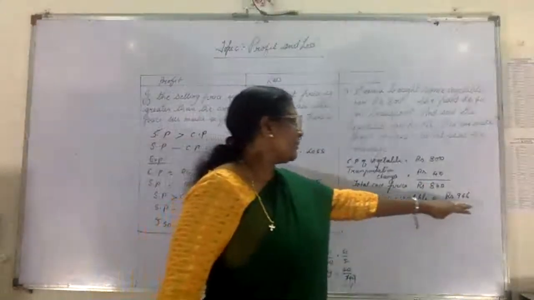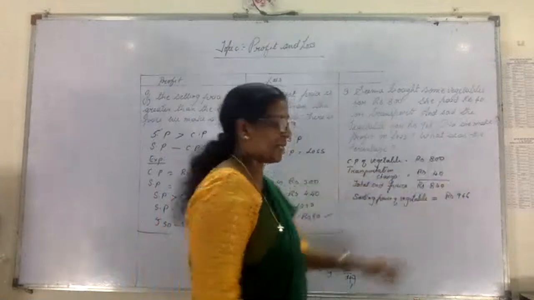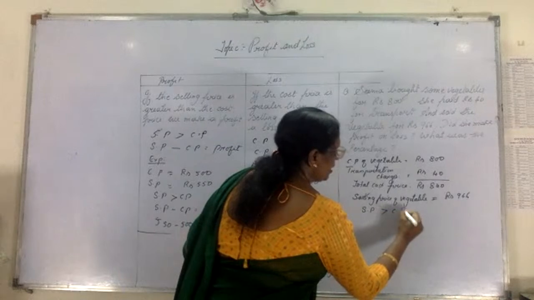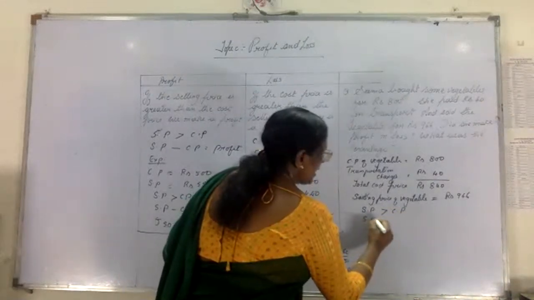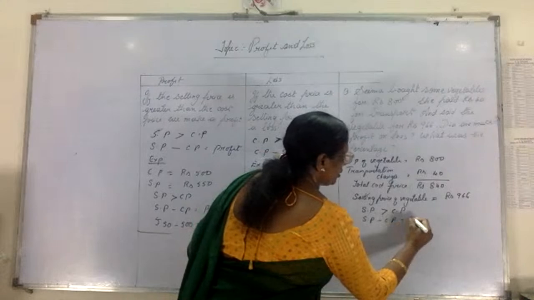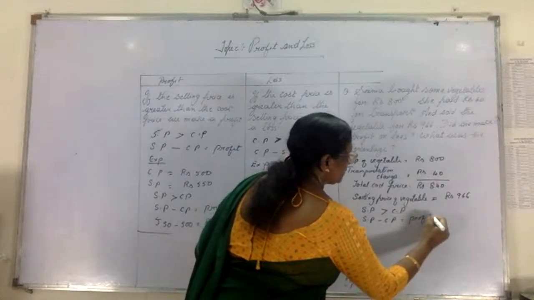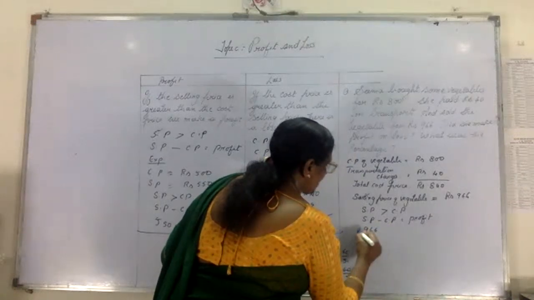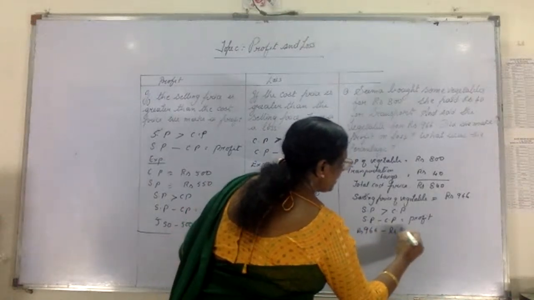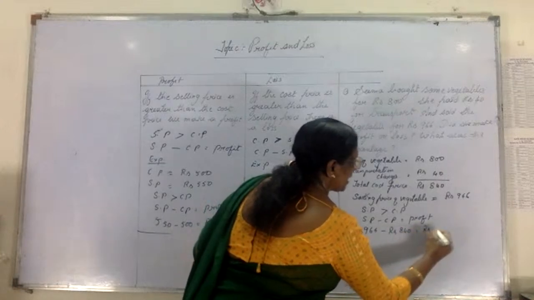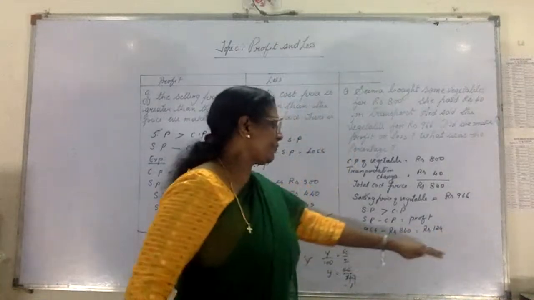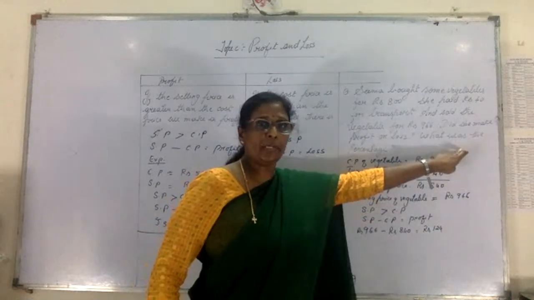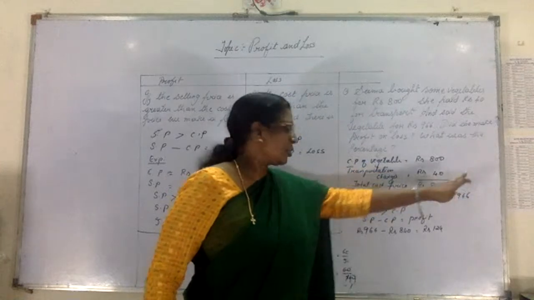Here we see the selling price is greater than the cost price. That is, selling price minus cost price is equal to profit. That is, 966 rupees minus 840 rupees, we get 126 rupees. This 126 is the profit she earned on 840. It is not on 800, it is on the total cost price.